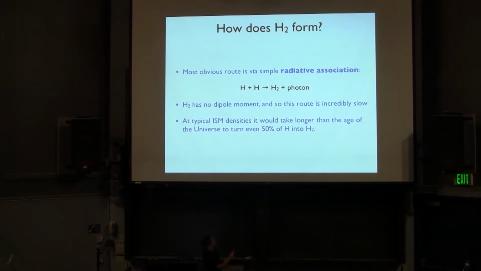So you have to wait for that photon to be emitted from the thing you've just created. And in the case of H2, the Einstein A coefficient is such that it's a very, very low probability of that photon being emitted right at the point where you've just formed it. Okay, so the chances of it occurring are very, very small.